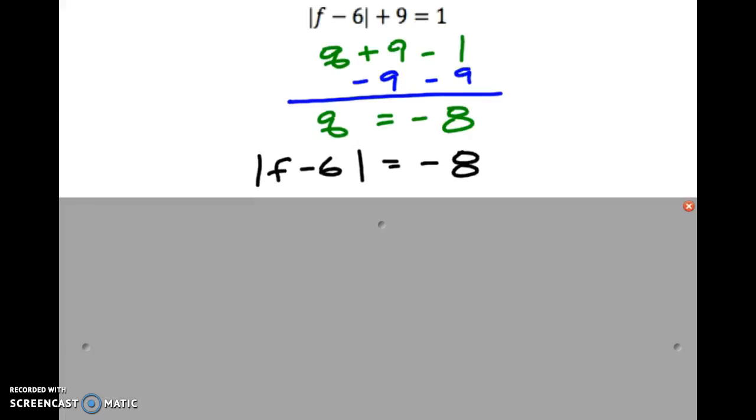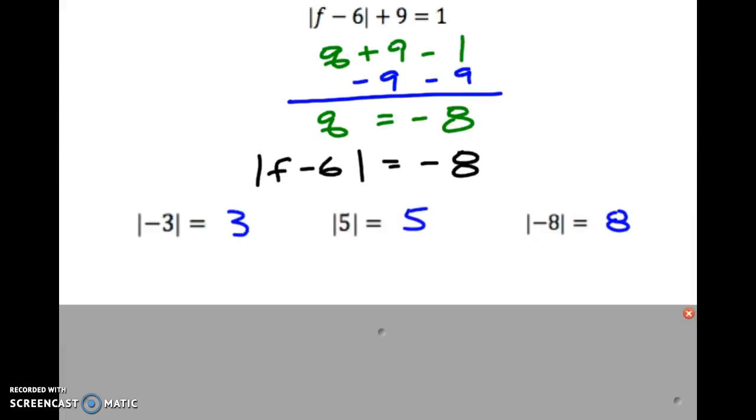Now hopefully everybody's sitting there going, wait a minute. If you think about what we did at the beginning, whatever we do in absolute value, it should turn out to be a positive number. If it's a negative 3 inside the absolute value, it still turns out to be a positive 3. If it's positive inside, still positive outside. So if we get to a point where the absolute value is by itself and it equals a negative number, this is not possible, so this would be no solution.